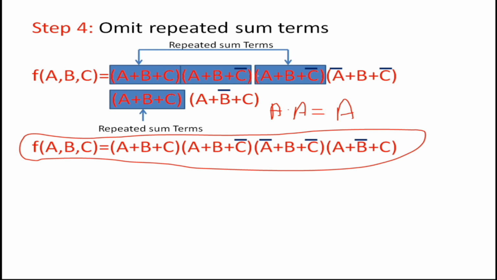So these four terms which are there will be omitted, and only one copy of each is kept in the expression. So A plus B plus C, A plus B plus C bar, A bar plus B plus C bar, and A plus B bar plus C. This is how we get a standard product of sum expression from a product of sum expression which was not in a standard form.